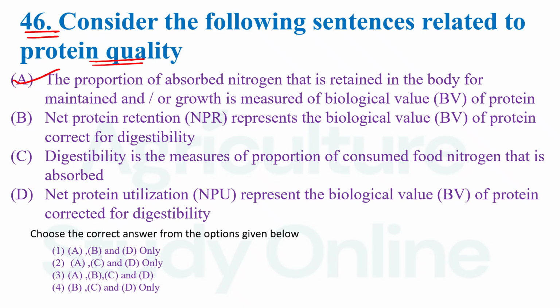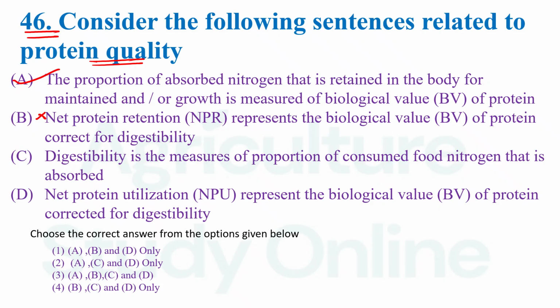Next one, net protein retention, that is NPR, represents the biological value of protein corrected for digestibility. No, this is not correct. This is about net protein retention, which is related to the protein efficiency ratio with correction of some for the maintenance. So this is not correct.